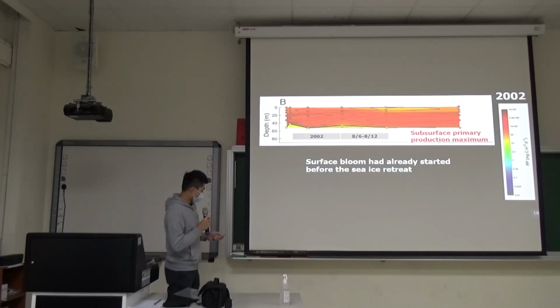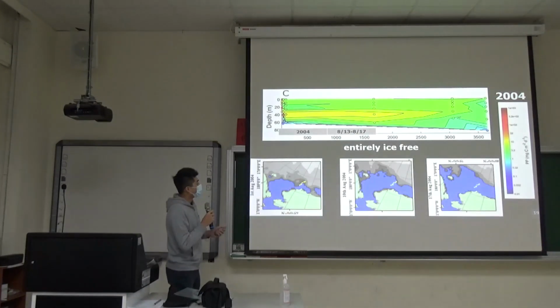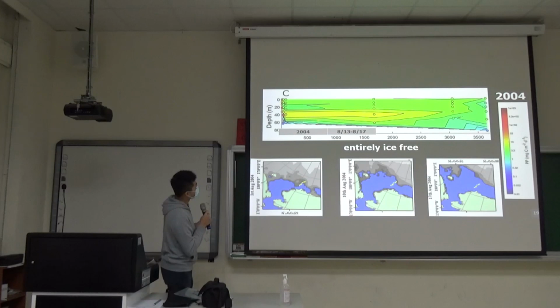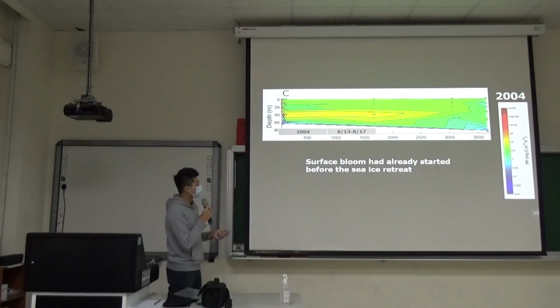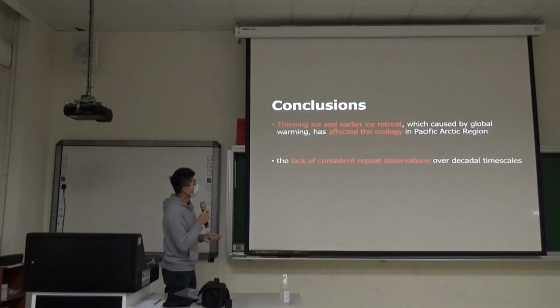So this is very similar to the previous figure, but it's just a little bit less. But it still has a large high PP in this area, and we also see it as a subsurface primary production maximum here. But in this one, it was entirely ice-free when we collected this data. So the conclusion is the same. The surface bloom has already started before the sea ice retreat. So we make the conclusion.